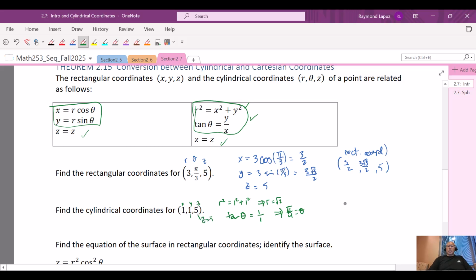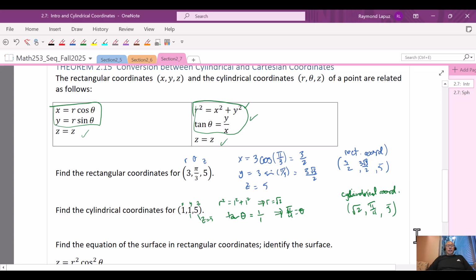So our cylindrical coordinates will be r, an r value of root 2, theta value of pi over 4, and then z, a z value of 3. I'm sorry, a z value of 5. All right.